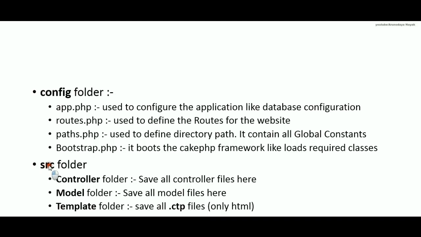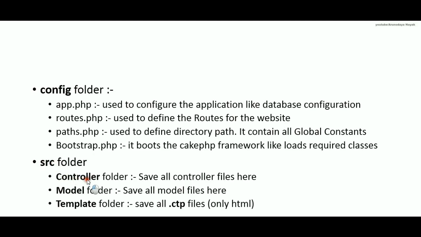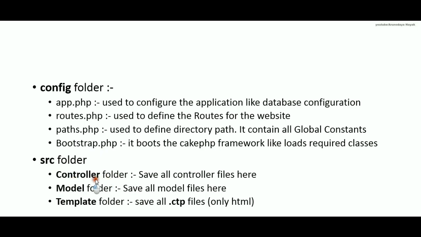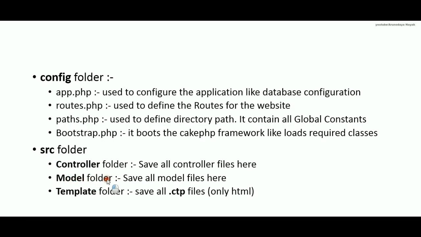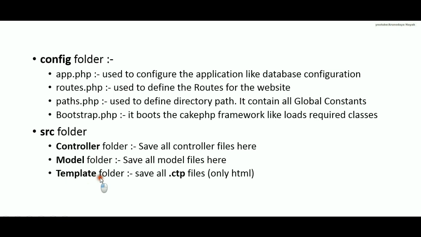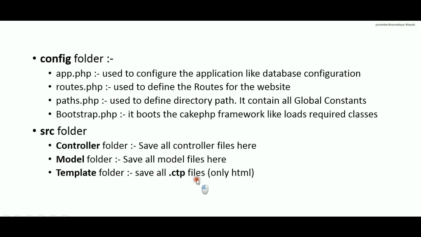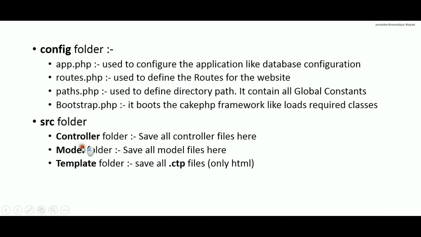The next is the src folder. It consists of the Controller folder, which is used to store all the controllers for your application. Model is basically to store all models. The Template folder is used to store all the CTP files, cake template files. CTP stands for cake template files. These contain only HTML. So these three folders are very, very important also.